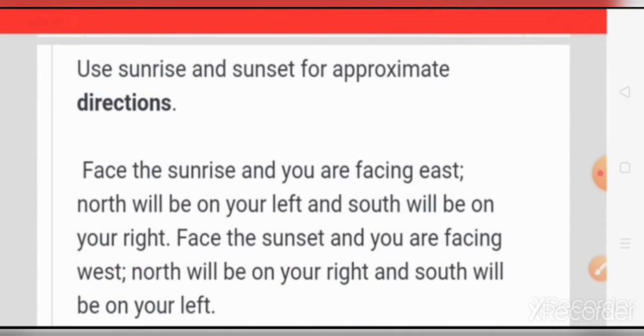Face the sunrise and you are facing east. North will be on your left and south will be on your right. Face the sunset and you are facing west. North will be on your right and south will be on your left.